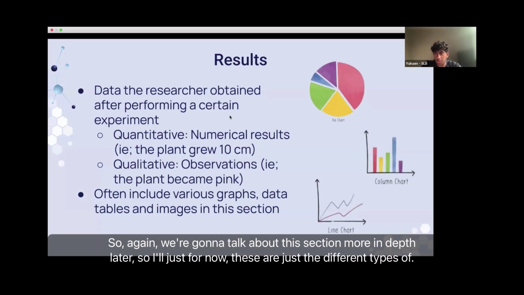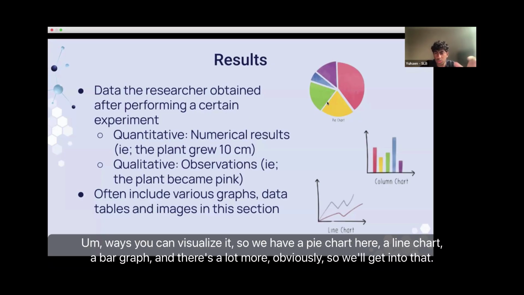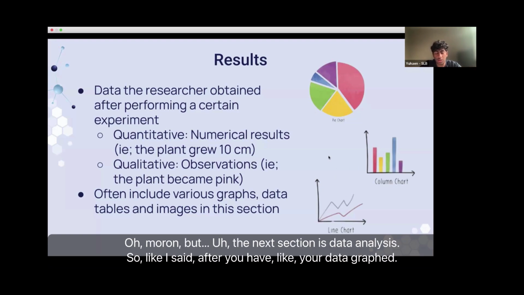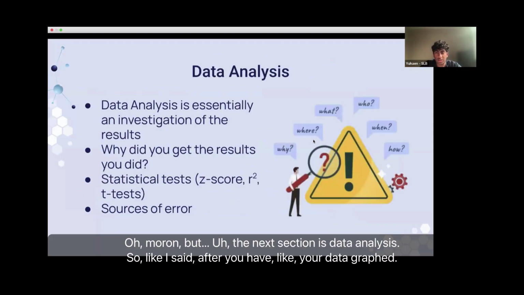So again, we're going to talk about this section more in depth later. For now, these are just the different types of ways you can visualize it. So we have a pie chart here, a line chart, a bar graph, and there's a lot more, obviously. So we'll get into that more on. But the next section is data analysis.